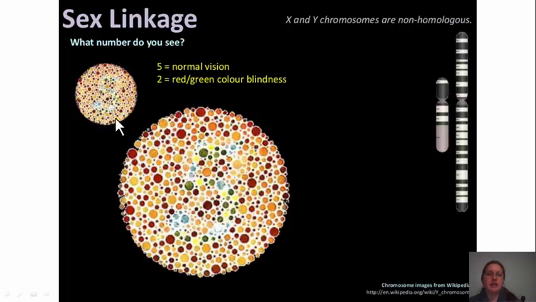So, looking at these two numbers, well, they're both the same. Looking at this picture, what numbers do you see? You're either going to see a 5 or a 2. If you see a 5, then you have normal vision. If you see a 2, then you are red-green colorblind.